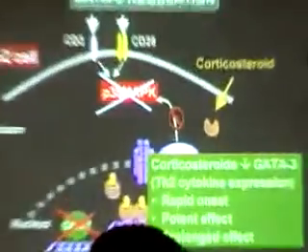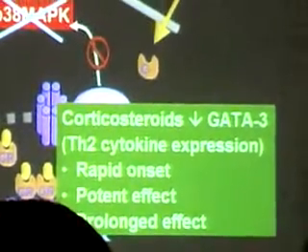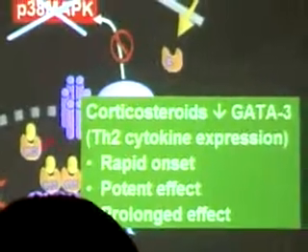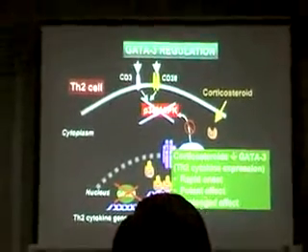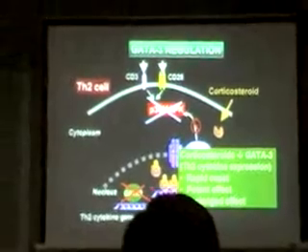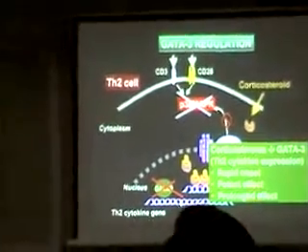Corticosteroids inhibit GATA3 and the Th2 cytokine expression, and it has a rapid onset because coming down into the nucleus is very rapid and inhibiting the GATA3 is very rapid, but it has a prolonged effect because it continues to inhibit the GATA3, because it inhibits the phosphorylation of GATA3, and it is a very potent effect. So whenever we treat an allergic disease, this is what we are doing.